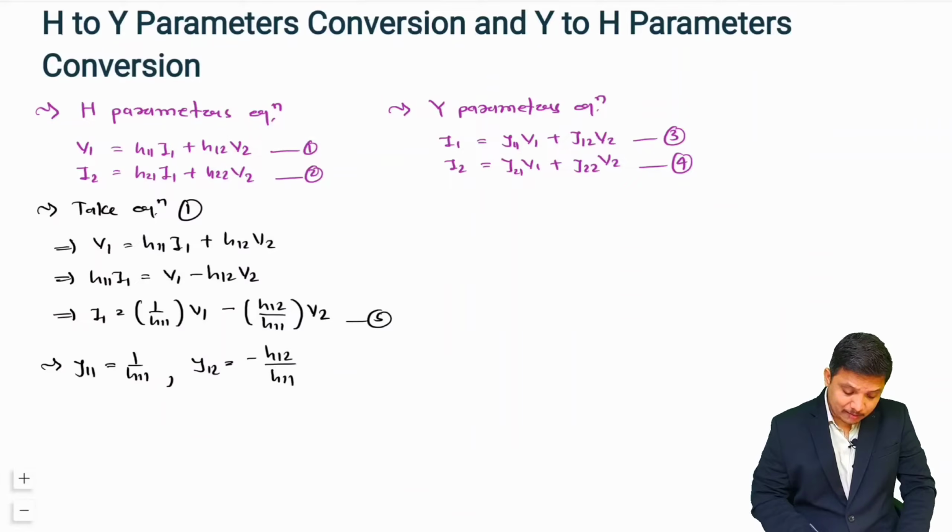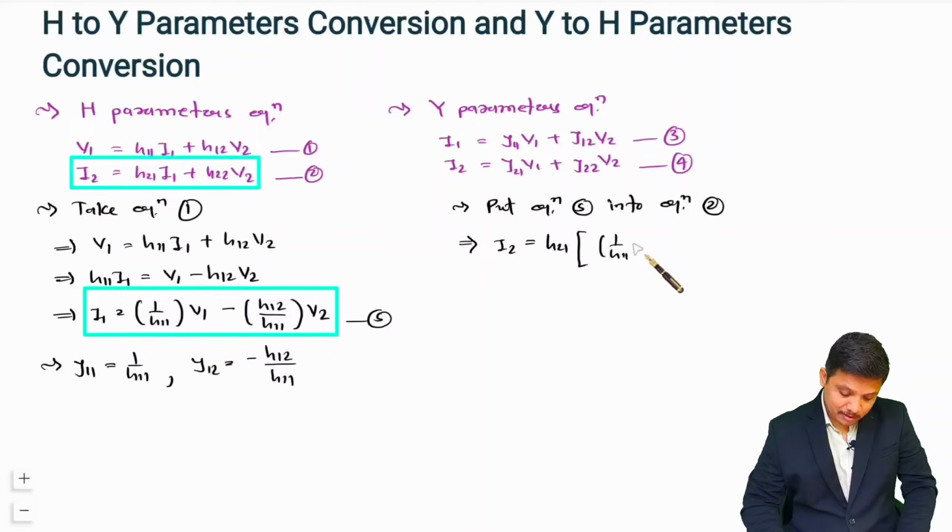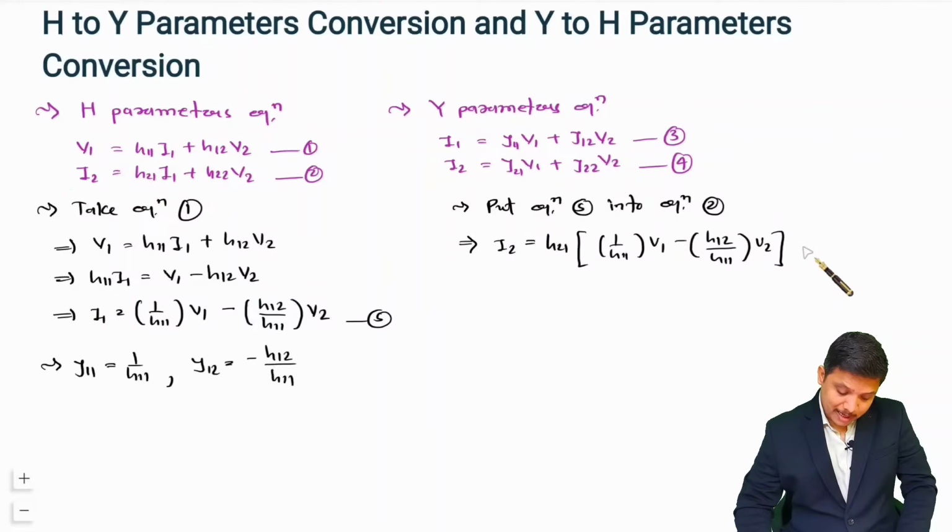Now we have this equation 2 and we need to form it in the form of I2 equal to V1 into something and V2 into something. Here I2 is equal to I1 into something plus V2 into something, which is already there. If you substitute I1 in terms of V1 and V2, then I can have I2 in the form of V1 and V2. So now I'll substitute equation 5 in equation 2. So I2 is equal to H21 and now I1 I'll substitute in this: 1 by H11 V1 minus H12 by H11 V2 and then plus H22 V2 that is there with us, right?